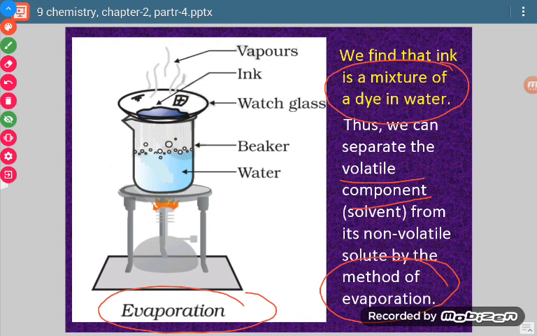So see, we took it half filled, then we started boiling it, then vapors were formed from the volatile component present in the ink. This is called a watch glass. Now this is the process of evaporation. So what is to be learned is that if we want to separate dye from ink, then the process used is called evaporation.